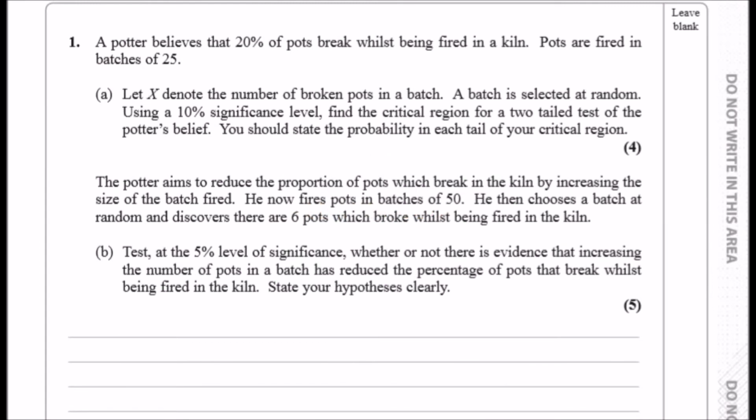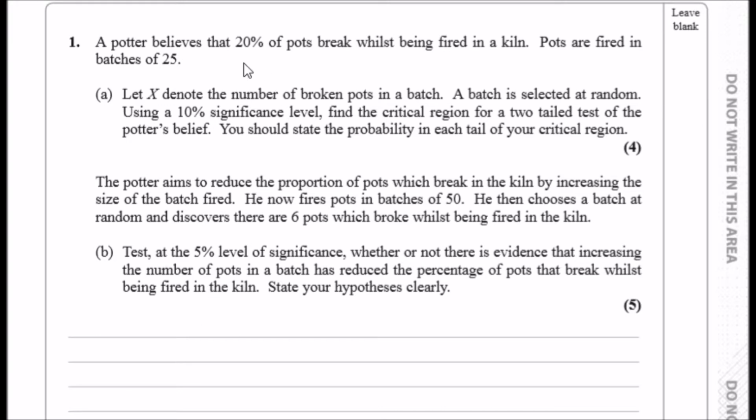Okay guys, here we go. The very first question. So what do we have? 1. A potter believes that 20% of pots break whilst being fired in a kiln. Pots are fired in batches of 25. A. Let X denote the number of broken pots in a batch.